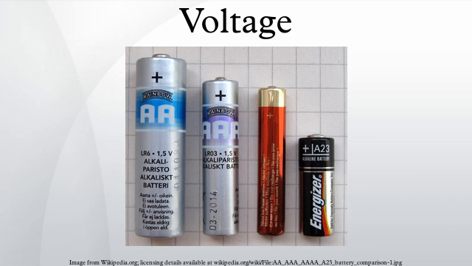Therefore, the conventional current in a wire or resistor always flows from higher voltage to lower voltage. Current can flow from lower voltage to higher voltage, but only when a source of energy is present to push it against the opposing electric field. For example, inside a battery, chemical reactions provide the energy needed for current to flow from the negative to the positive terminal.